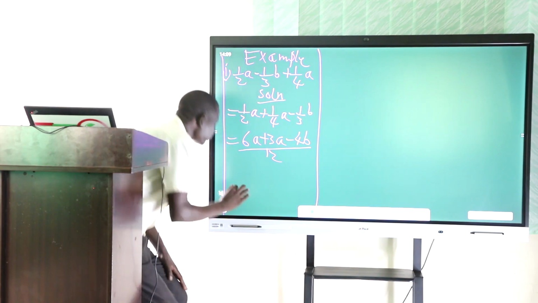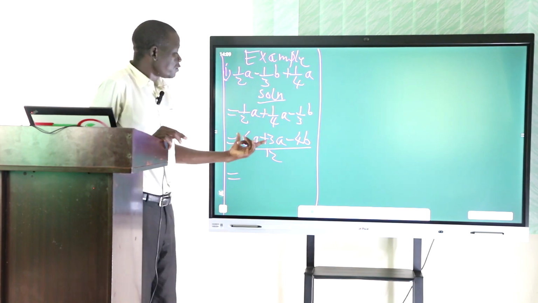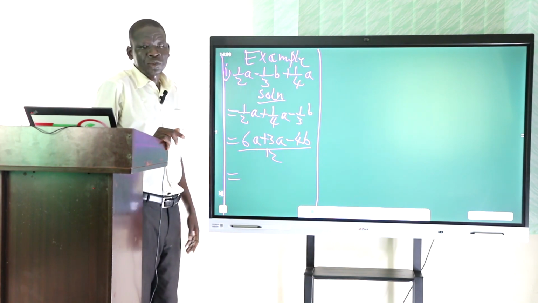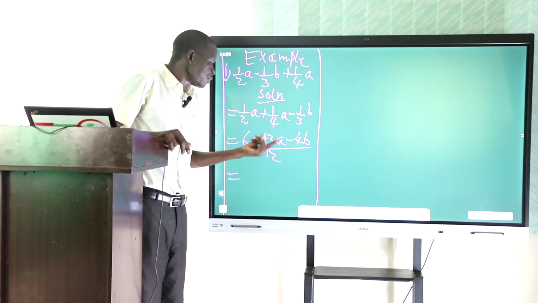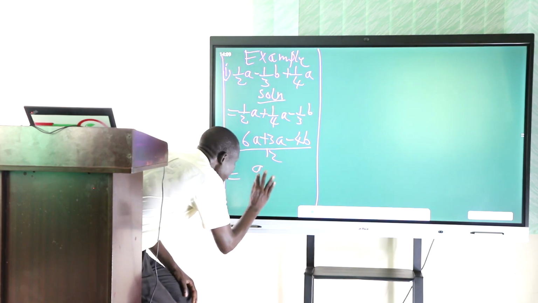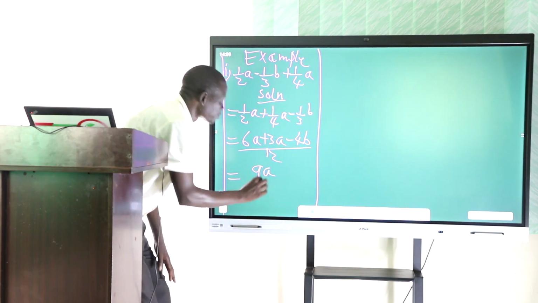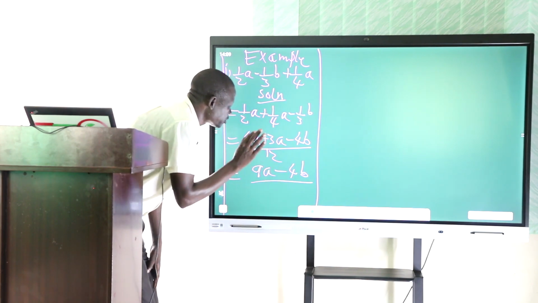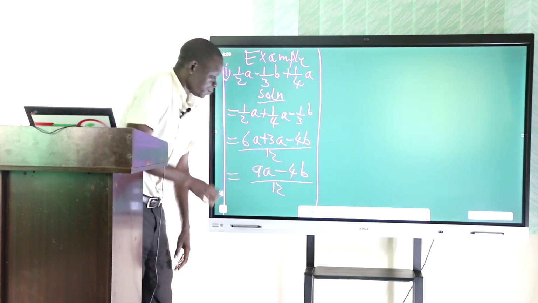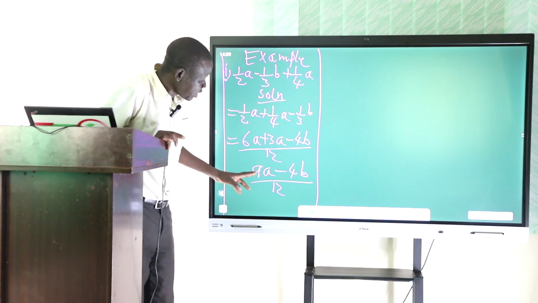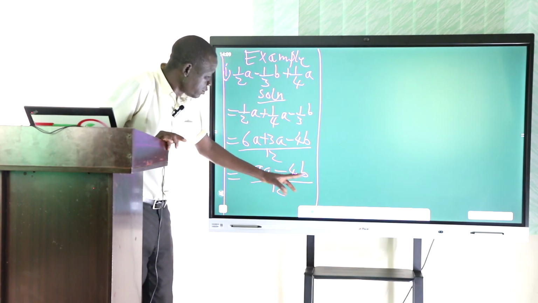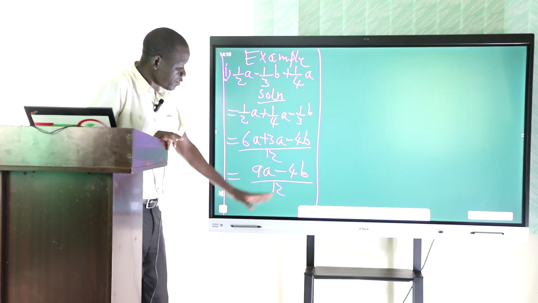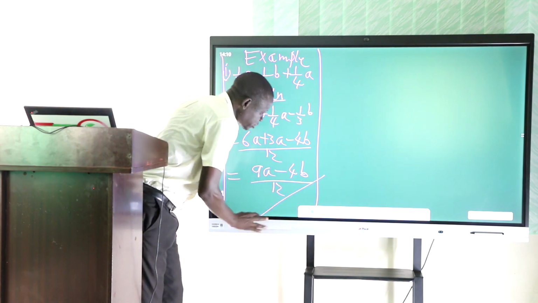So in this case, we shall have like terms, which are the 6A and the 3A. So when we add them, 6A plus 3A, we get 9A. Then minus 4B. Everything over 12. So the answer would be 9A minus 4B over 12. So we cannot simplify further from this point, and this becomes the answer.